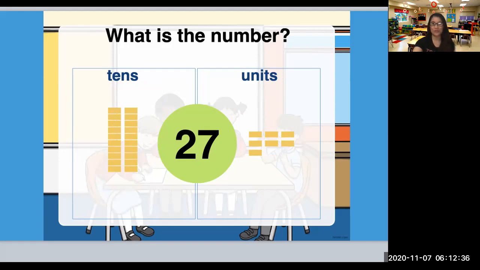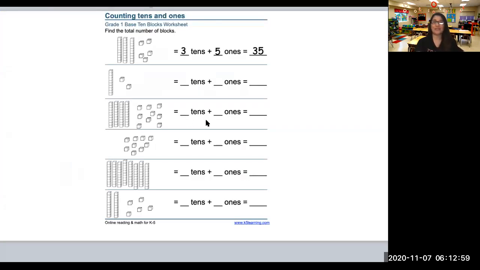Good job. You guys are doing very well. Now remember, your groups of 10, they look like a building, okay? They're 10 blocks stacked to each other. Put them together, that's one group of 10. Very good. Now let's look at our worksheet now this time. Let's count our tens and ones. Look at the example here. How many groups of tens do you see?